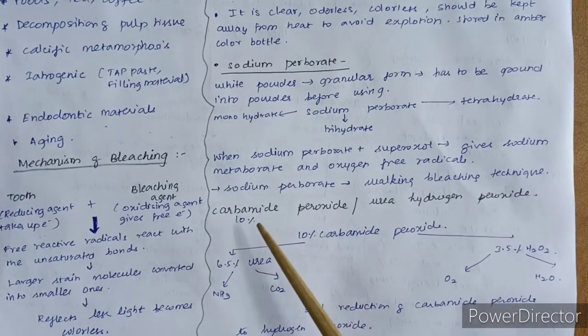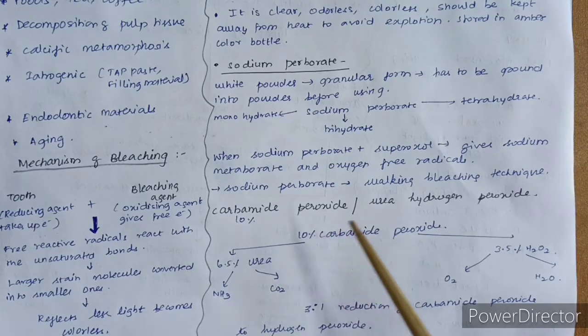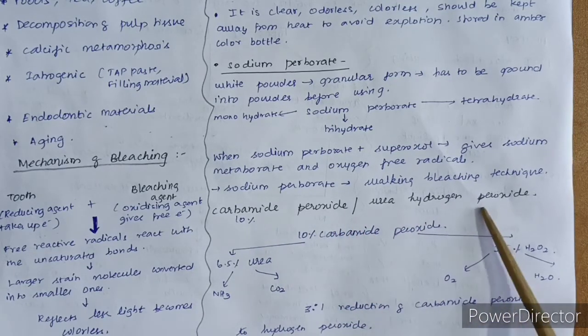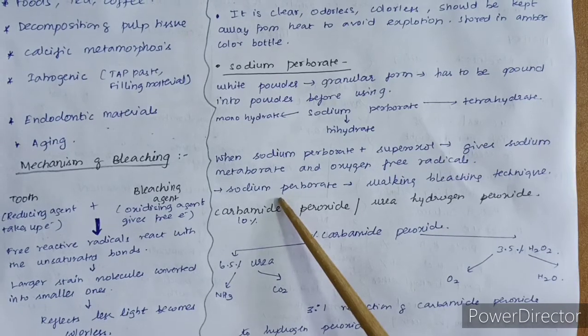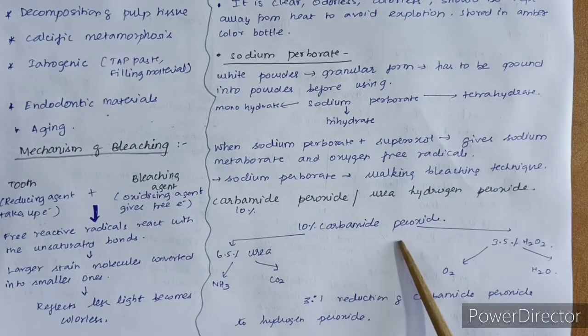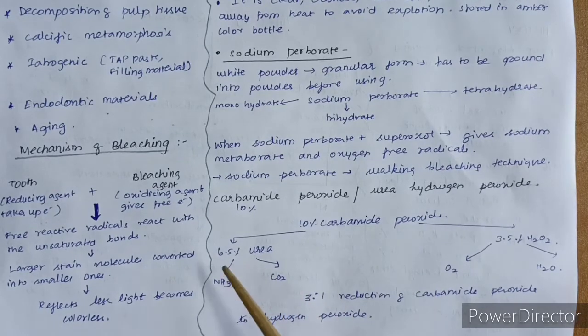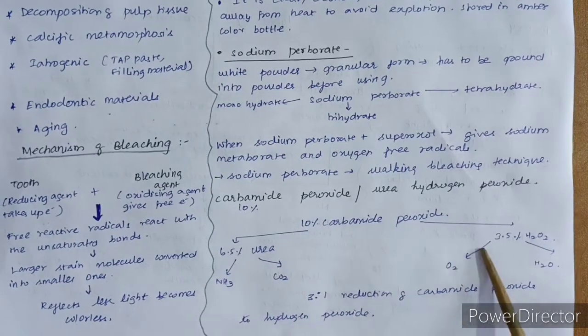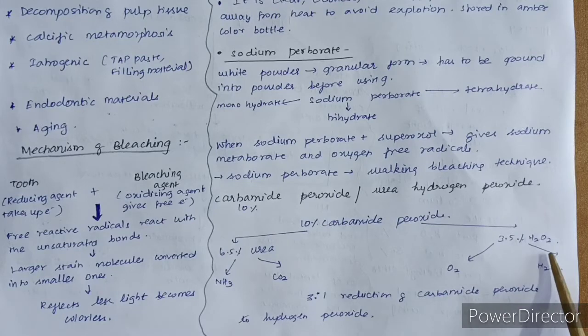Now the next agent is carbamide peroxide, which is also called urea hydrogen peroxide. The most commonly used percentage is 10%. 10% carbamide peroxide gives off 6.5% urea and 3.5% hydrogen peroxide. That is a 3:1 ratio of carbamide peroxide to hydrogen peroxide.